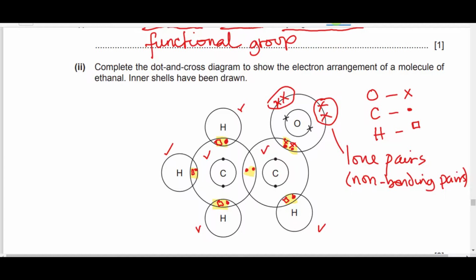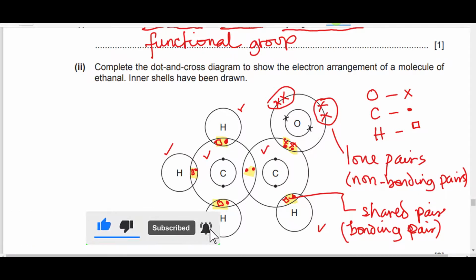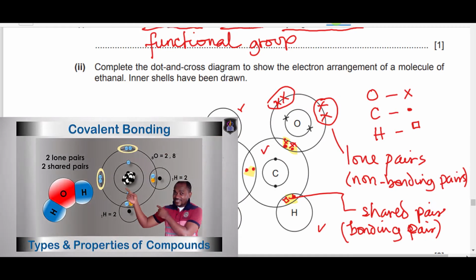But the other pairs of electrons used in bonding, like these ones, are called shared pairs. This is a shared pair, or we call it a bonding pair. Fine. So that is that. If you want to learn more about chemical combination, watch our videos on ionic bonding and covalent bonding. We have added the links in the description.